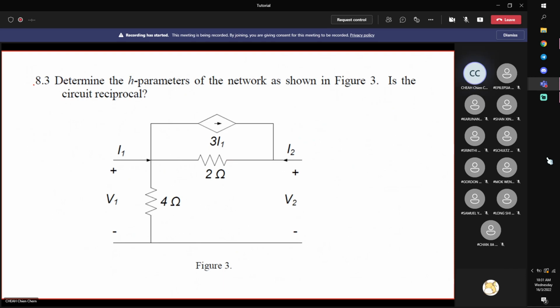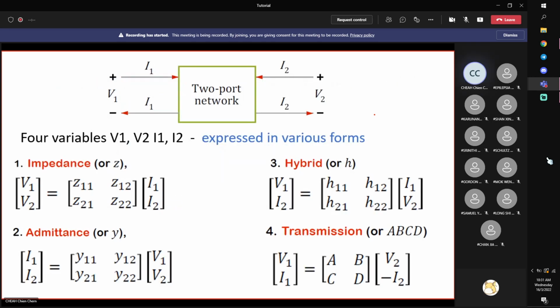Now you can see that the tutorial basically is going through the 4 models. Just now we have Z and Y. Now we have H parameters. Same thing, check whether it is reciprocal or not. Again, you have to be able to remember this.